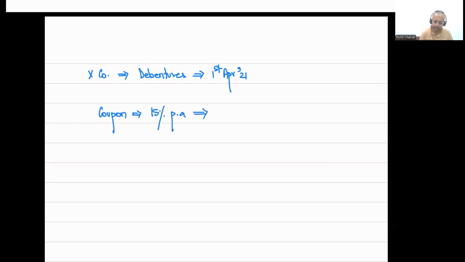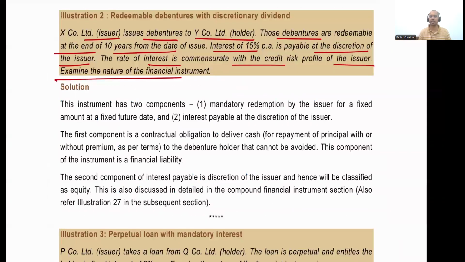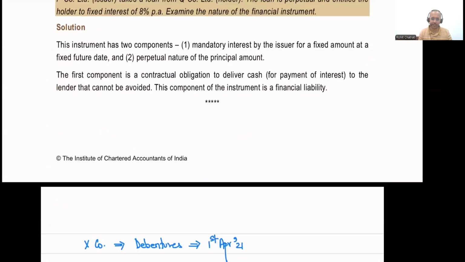However, this coupon is not mandatorily required to be paid. It is going to be paid at the discretion of X Company. If X Company wants to pay this coupon, it will pay the coupon. Otherwise, it can choose not to pay. That is what the question mentioned. The interest of 15% is payable at the discretion of the issuer. If the issuer wants to pay, it will pay. Otherwise, it can avoid paying the coupon of 15 percent.